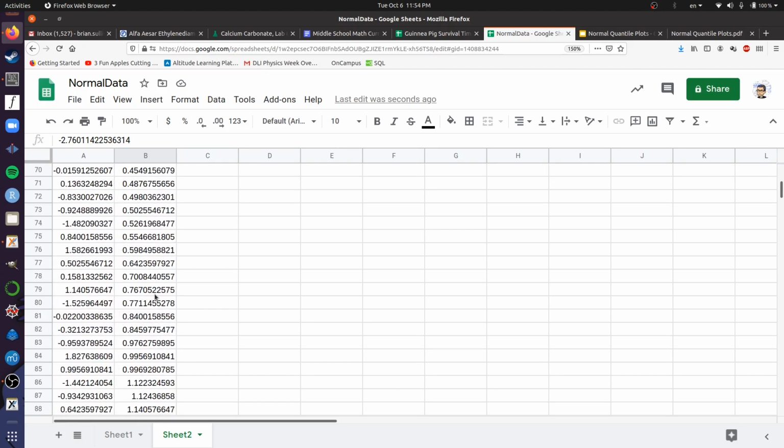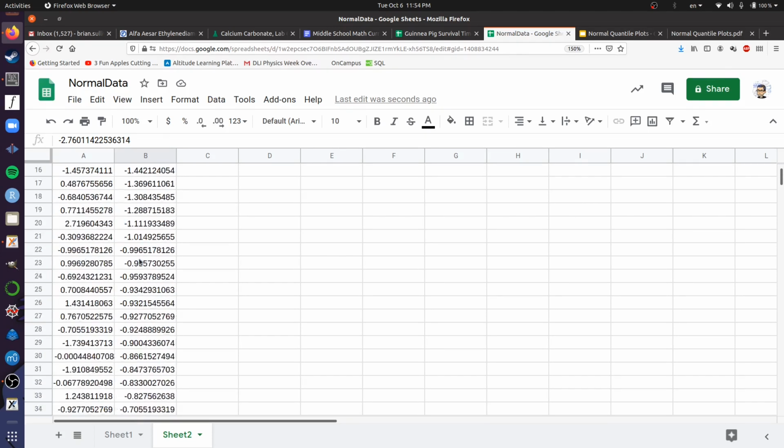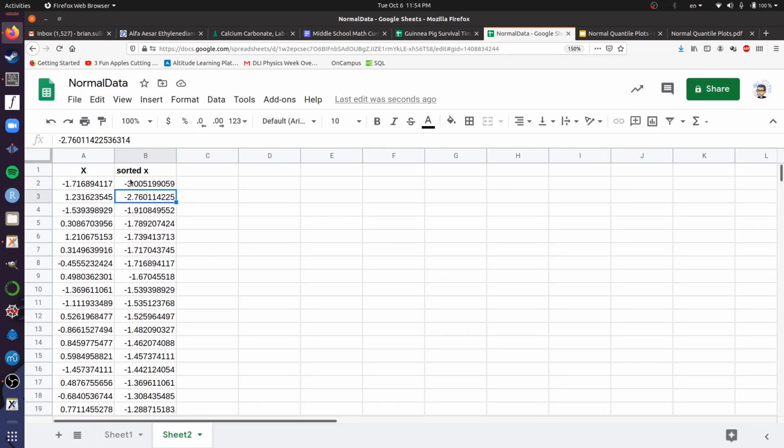How many data points do I have here? I see that I have 101 data points. And it foolishly considered my X here to be a data point. That's not the case. But it popped it to the end, so it's out of our way at least.